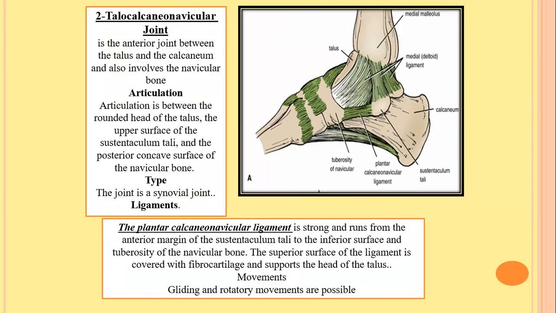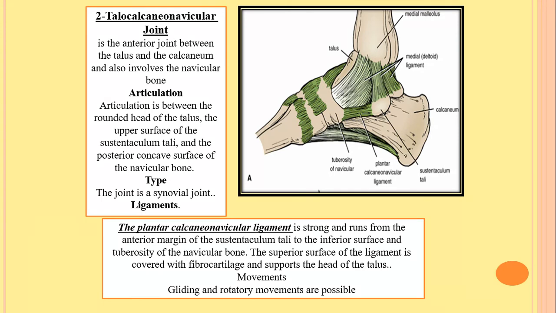So we have seen these joints, their types, and the movements occurring at them. We have understood how plantar flexion and dorsiflexion occur at the ankle joint, and how the subtalar joint and the mid-tarsal joint take part in the movements of inversion and eversion, and we have seen the importance of the ligaments.